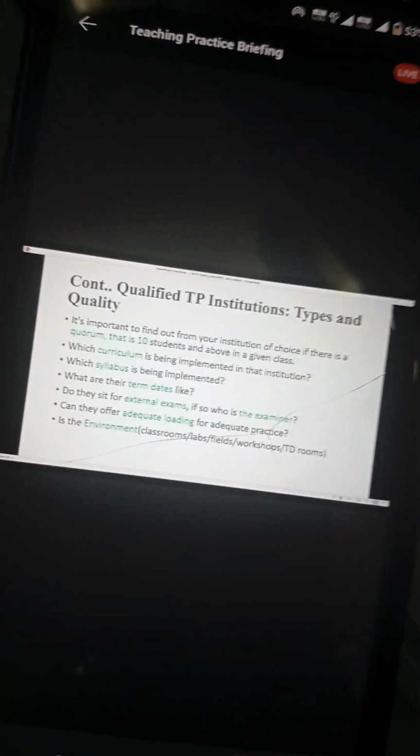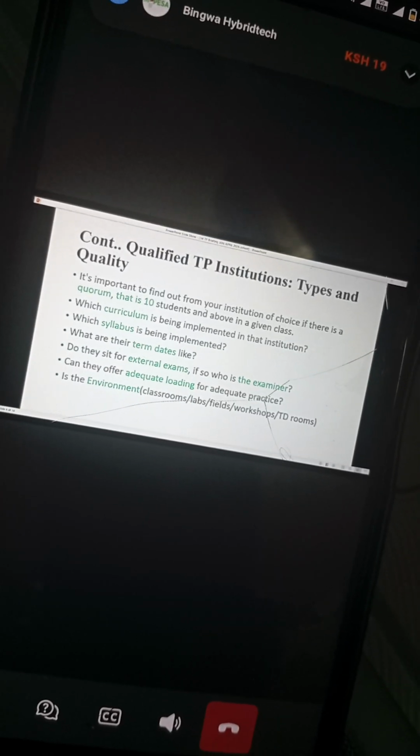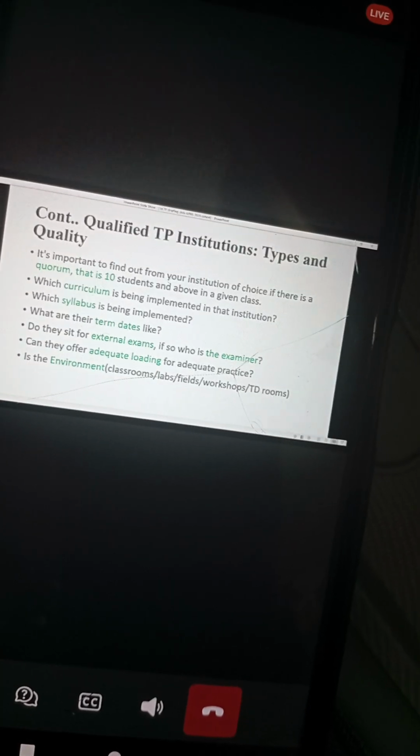The minimum required for teaching practice in colleges is 8 hours. For secondary school it is 12 periods. There's period and hours, so can they afford that? If they can only afford 2, then you are not practicing enough. It must be 8 and above to a maximum of 12. And then secondary school, 12 to 14.